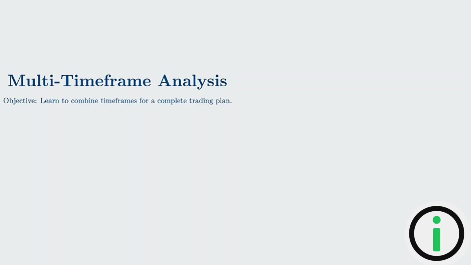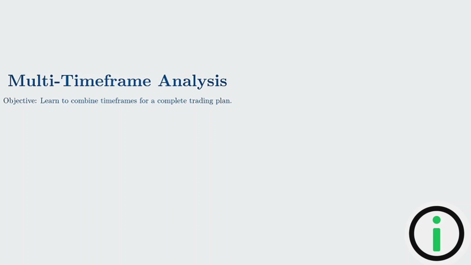To bring it all together, we use a concept called multi-time frame analysis. Our objective is to learn how to combine time frames for a complete trading plan. Think of it like a funnel. We start wide and narrow our focus down. At the top, we have the daily chart, which shows us the overall trend. In the middle, the 15-minute chart helps us identify market structure. And at the bottom, the 5-minute chart is used for execution.